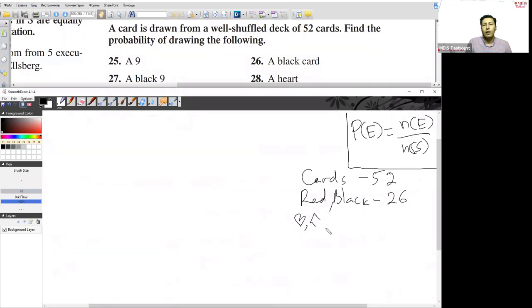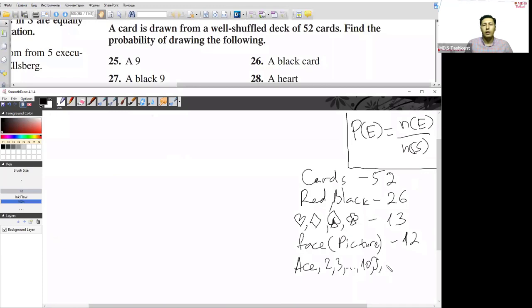Then heart, diamond, spade, and club. How many of each? 13. Then we have face or picture cards, 12 face cards. Which cards have faces? Jack, queen, and king have faces. So we have a total of 12 face cards. Ace, 2, 3 until 10, jack, queen, king. How many pieces of each? 4 pieces each. So you have to remember these numbers.